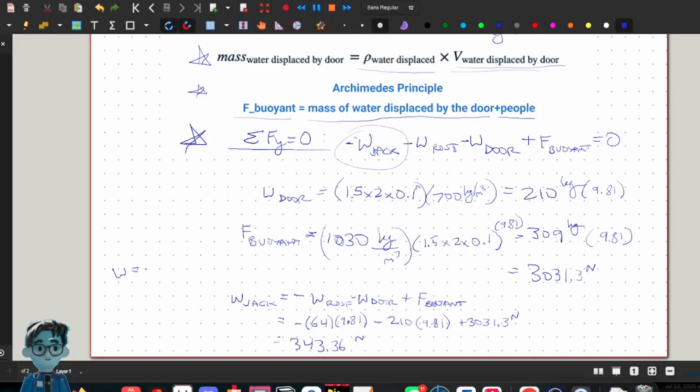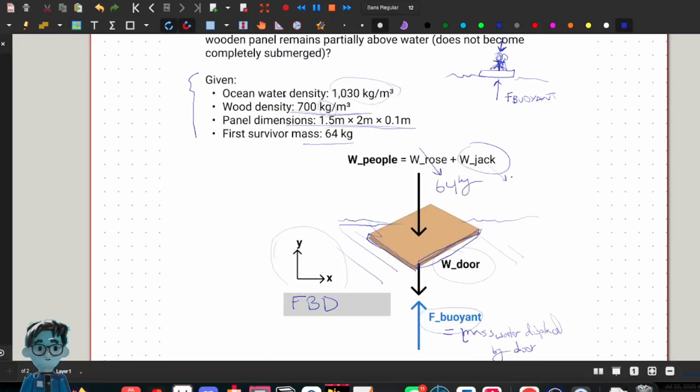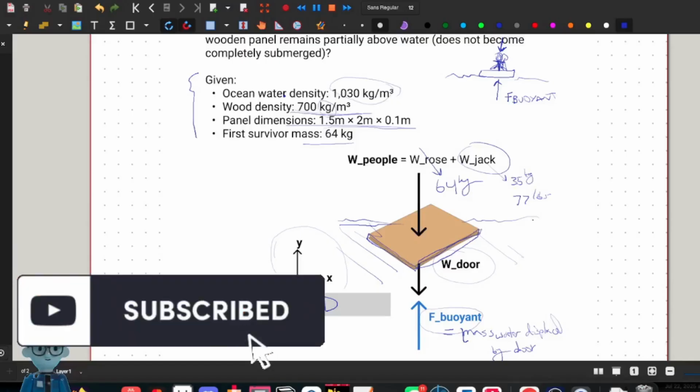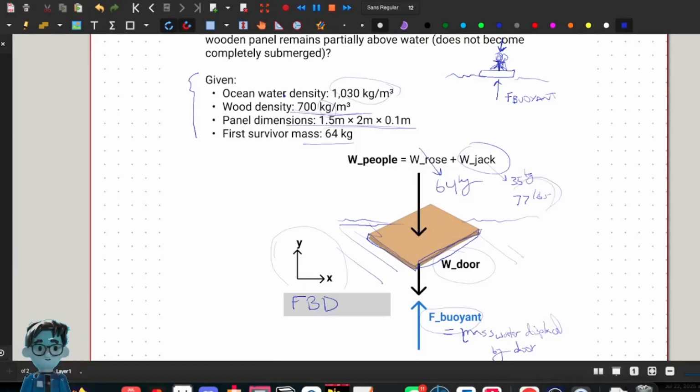Weight equals mass times gravity. The actual mass is going to be weight divided by gravity, so that's 343.36 newtons divided by 9.81. That gives us 35 kilograms. So weight of Jack, he has to be 35 kilograms or 77 pounds. If he weighs 77 pounds or exerts that much force on this door, it'll be in static equilibrium.